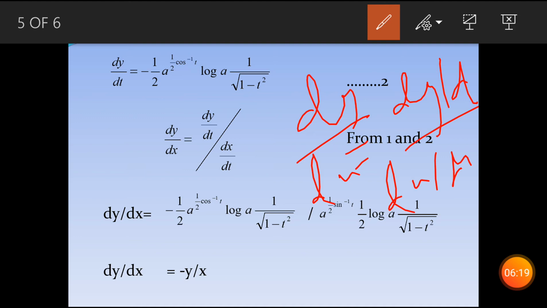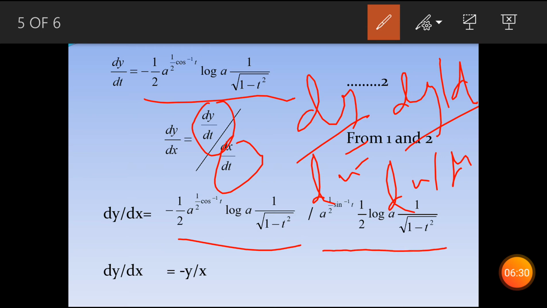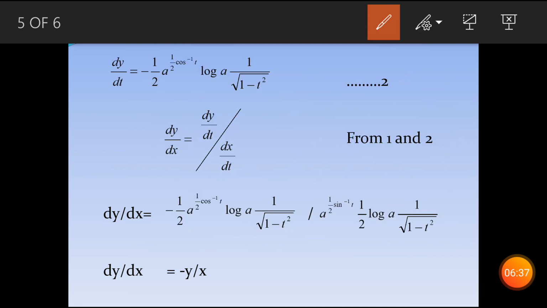So first of all you write this, and now you put the value of dy upon dt, and then you put the value of dx upon dt. So dy upon dt you can see here that I wrote, and dx upon dt we have already calculated, equation number 1. So I wrote this. Now you see what will happen. Half and half will be cancelled. A power half cos inverse t, just leave it, log a and log a will be cancelled, and 1 upon under root 1 minus t square will also be cancelled with this.